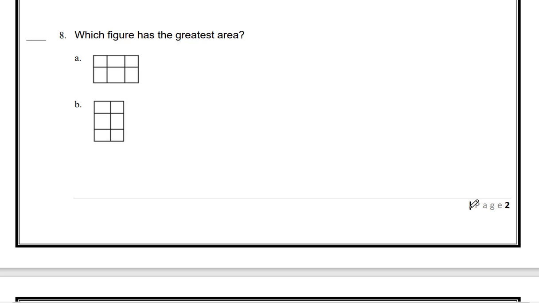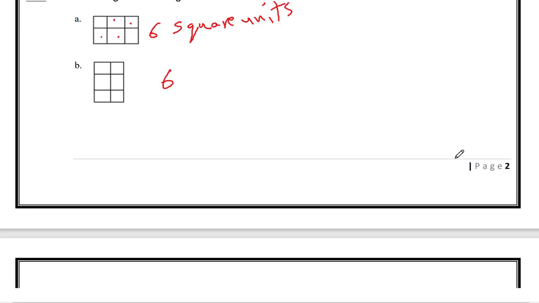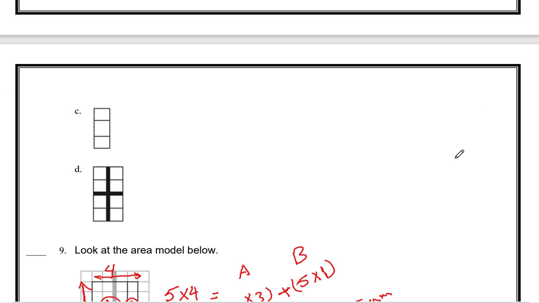Okay, let's start with question number 8. Which figure has the greatest area? This one? Yes. Okay, Abdurrahman, just count the squares. 1, 2, 3, 4, 5, 6. So this is 6 square units. The next one is also 6. The next one is, Abdurrahman, what's the area of the next one? 3. And the last one?